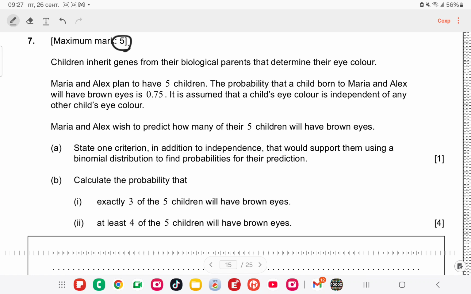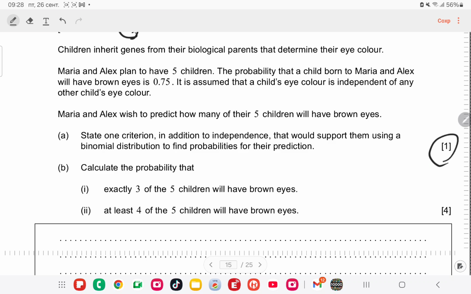Okay, so what support can we use here? We can use any of the following parameters. There are two possible outcomes: brown eyes or not brown eyes. Also, we can say that the probability of brown eyes is constant, the same, 0.75. And finally, we can say that the number of trials is fixed. Okay, it is 5. So any of these parameters will give you 1 mark.